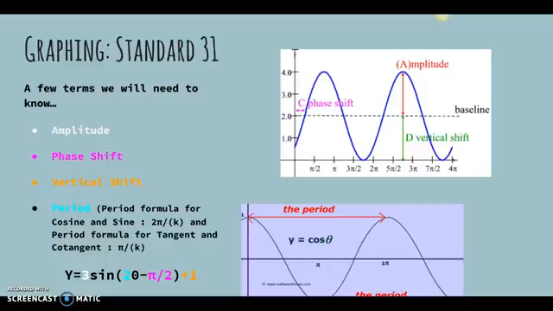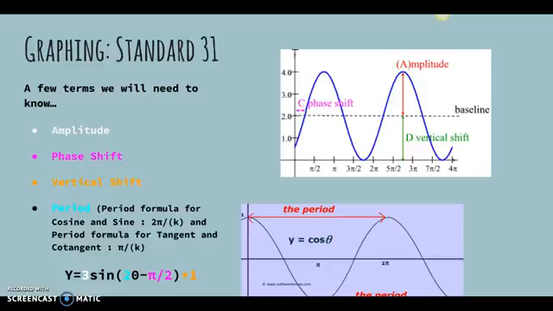So then we have the phase shift, and it's this pink number right here. And in the parentheses, if this phase shift, for example, as you can see right here, is negative pi over 2, that means that it's going to move to the right pi over 2. And a positive pi over 2 would move to the left pi over 2.